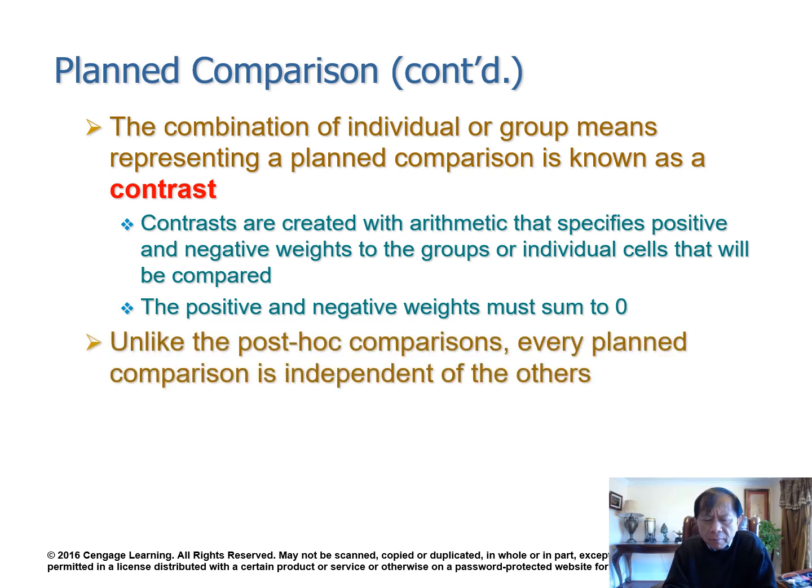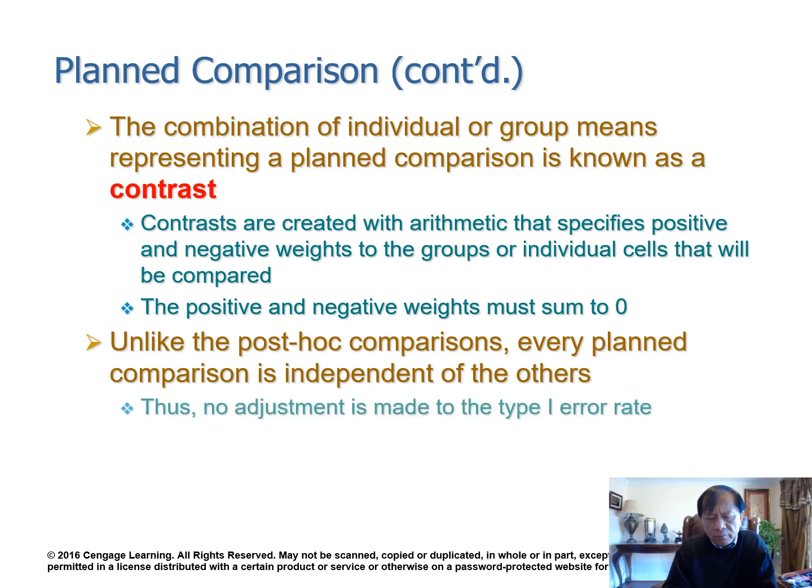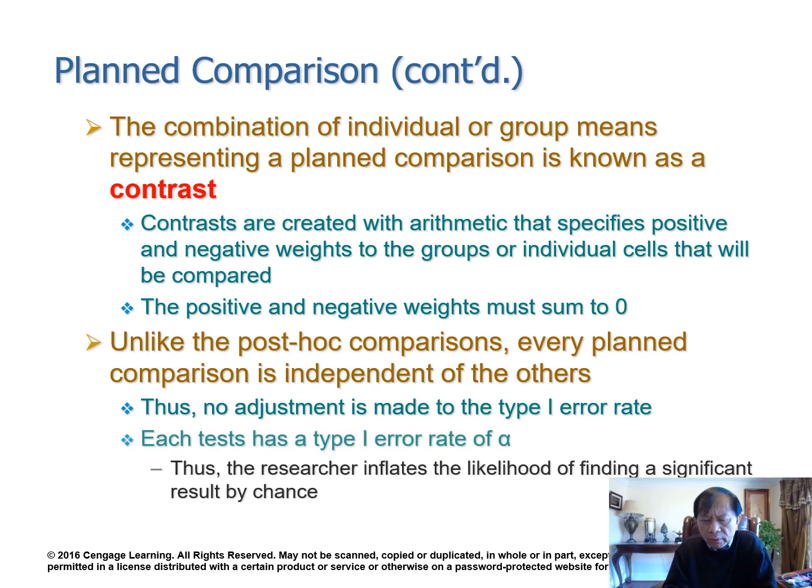Unlike the post hoc comparisons, every planned comparison is independent of the others. Thus, no adjustment is made to the type 1 error rate. Each test has a type 1 error rate of alpha. Otherwise, the researcher inflates the likelihood of finding a good result by chance.